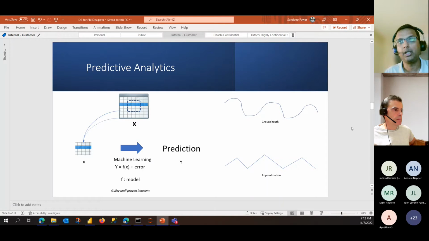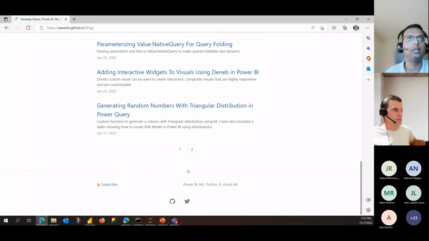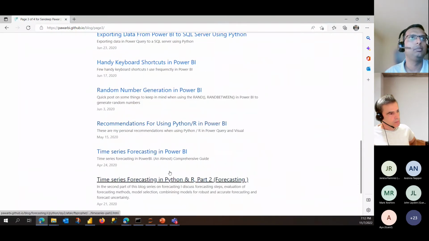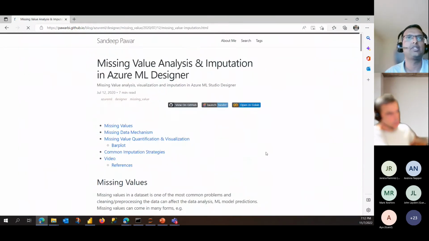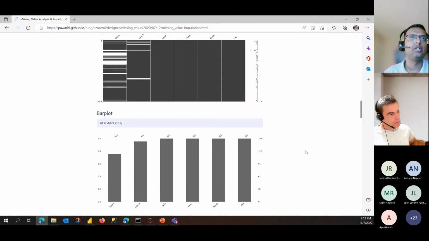To answer your second question as to how you can do that, I've actually written a blog on this exact topic, on imputing missing values. There are statistical ways of imputing missing values, so missing value analysis and imputation using Azure ML. It's a very heavy topic. Can you do it in Power BI? You absolutely can. In Power BI you have backfill and forward fill. You can do that.